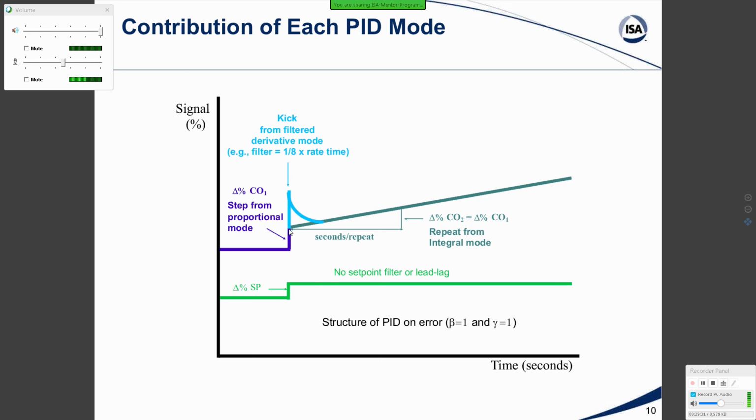Now, you need to realize that if you want to get to set point faster, this step change in the controller output is going to help a lot. The kick you get from derivative, since it's temporary, doesn't help an awful lot in terms of getting you to set point faster, but it helps get through the backlash and stiction of a valve. And so it can be advantageous from that standpoint.